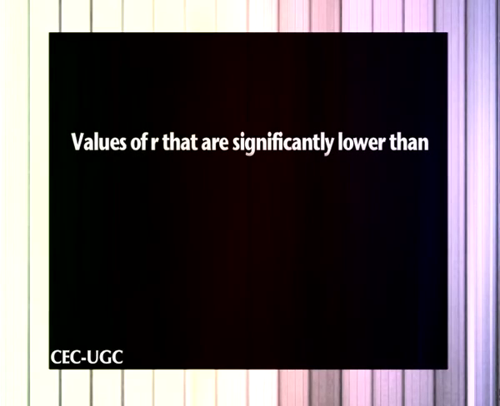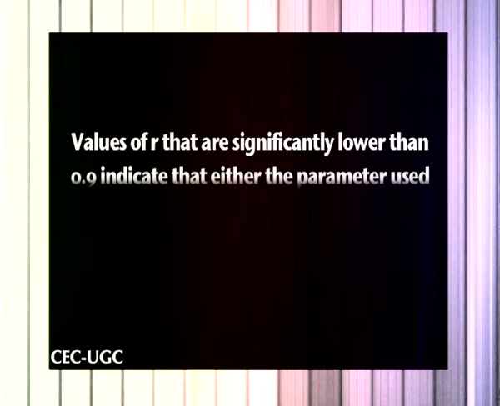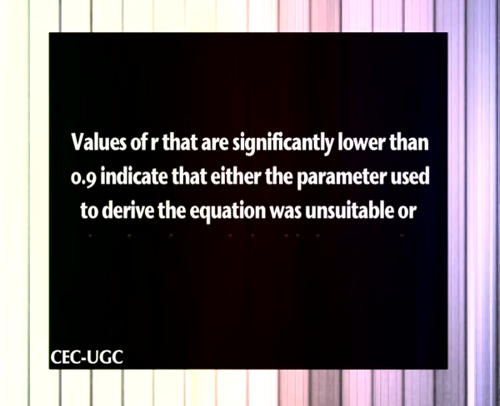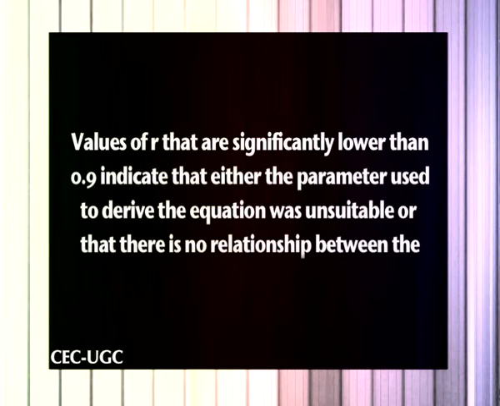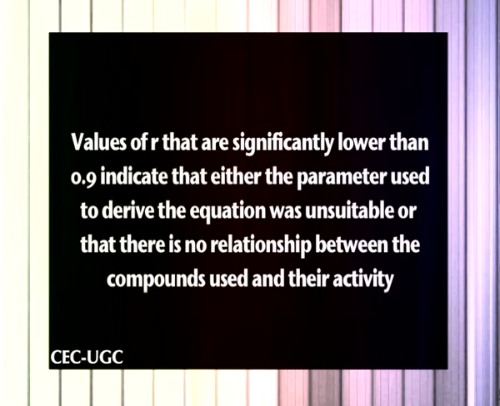Furthermore, the value of the regression coefficient for the equation will indicate whether suitable parameters were used for its derivation. Values of R that are significantly lower than 0.9 indicate that either parameter used to derive the equation was unsuitable or that there is no relationship between the compounds used and their activity. This suggests that the mechanism by which these compounds act may be very different and therefore unrelated.